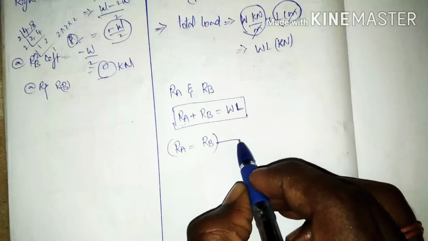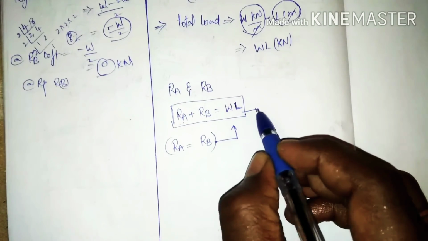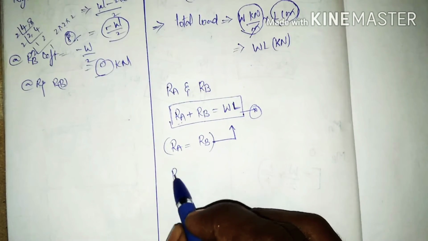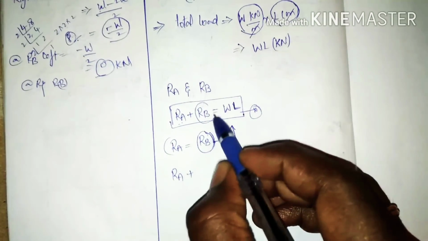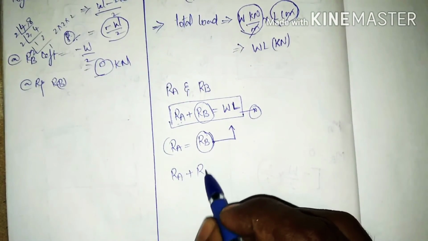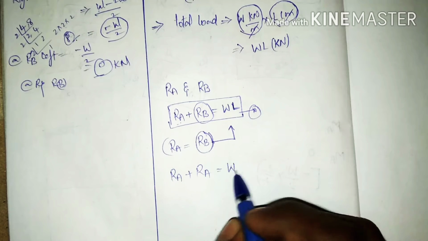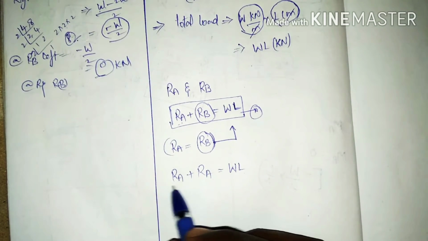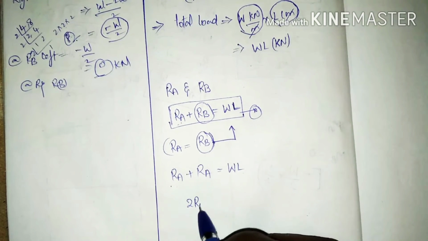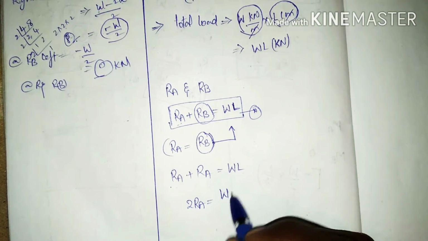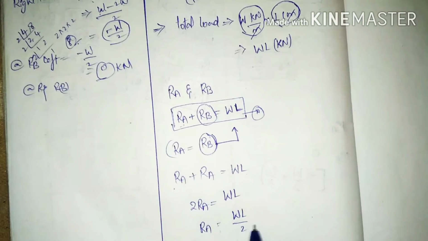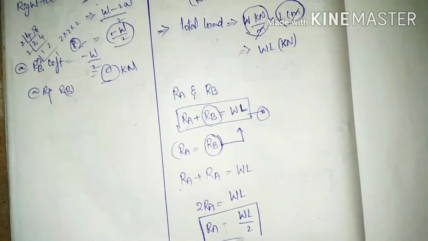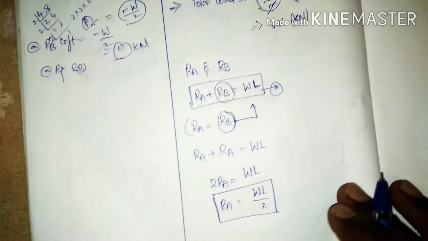Then I am going to substitute this in the star equation, so RA plus, in the place of RB I am going to write RA, is equal to WL. RA plus RA, 2RA is equal to WL. RA is equal to WL by 2. We found one reaction, that is RA.